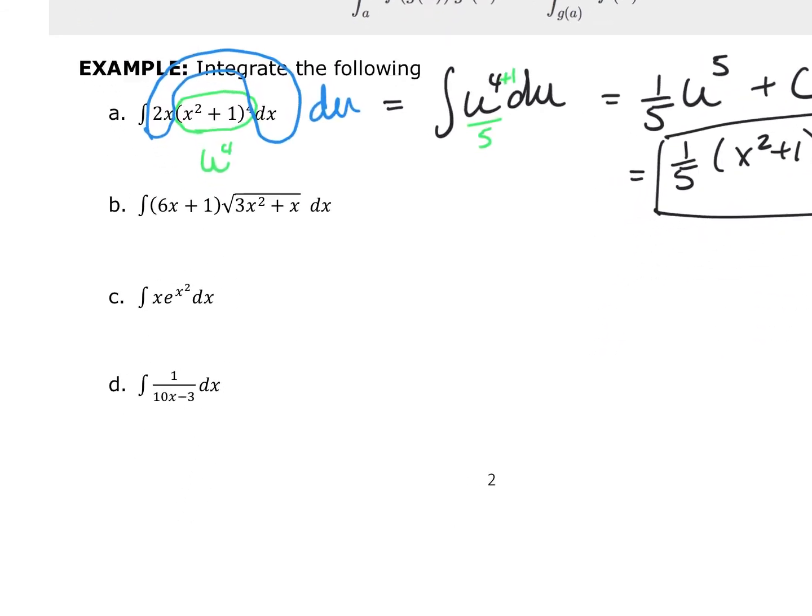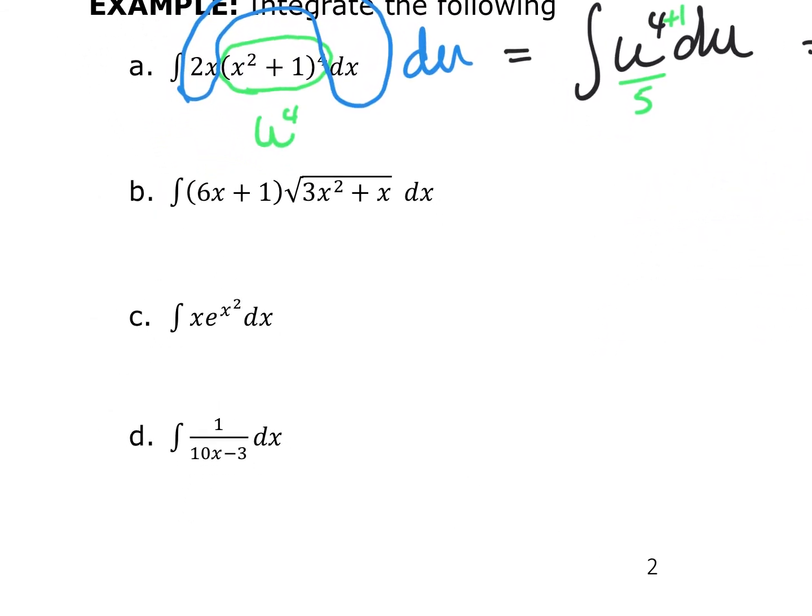So let's take a look at my next example here. My next example is, again, anything that's underneath the square root usually is a good choice for u. So I think that's going to be my u. So I'm going to say let u equal 3x squared plus x. And du is equal to 6x plus 1. Ooh, that's lovely. Multiplied by dx.